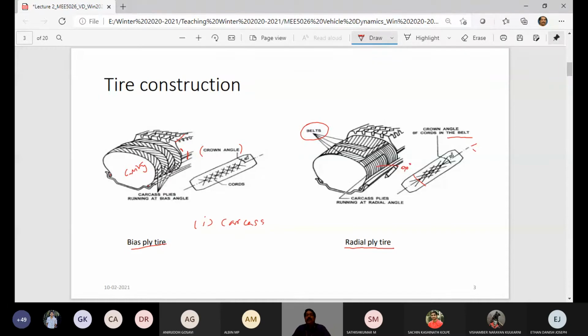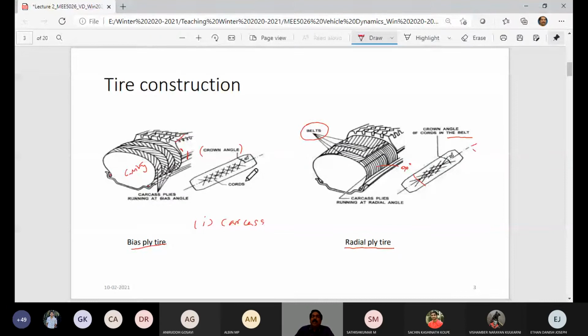So why this kind of arrangement of reinforcements inside plies and belts in a radial ply tire? Because this crown angle is very important, as it is going to decide the tension value in the cord reinforcement, in the plies as well as in the belt. So they are going to be responsible for the generation of tractive forces, and all forces and moments responsible for the tire road interaction.